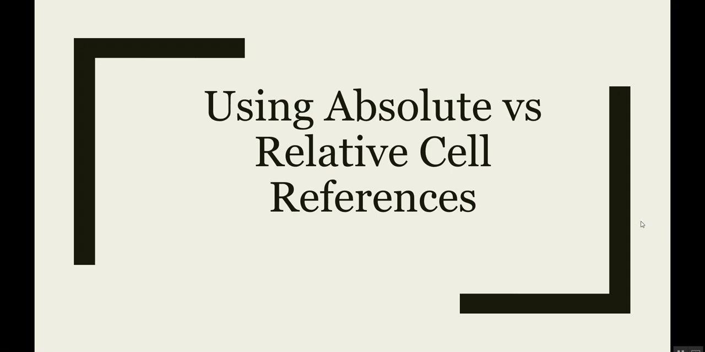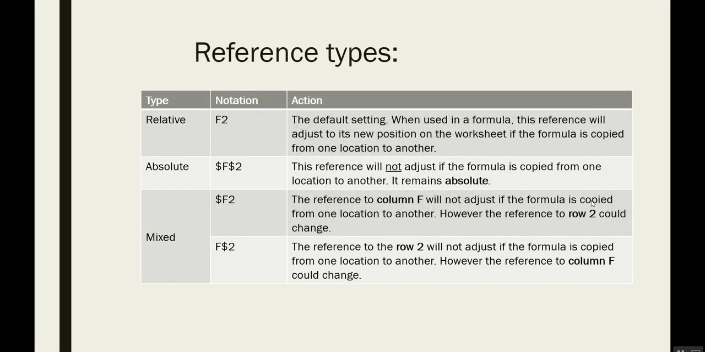This is a tutorial about cell references. Specifically, I want to show you the difference between an absolute reference or a relative reference. In Excel, there are 4 different reference types. The default type is called a relative cell reference, and that's what we've been using up until now.